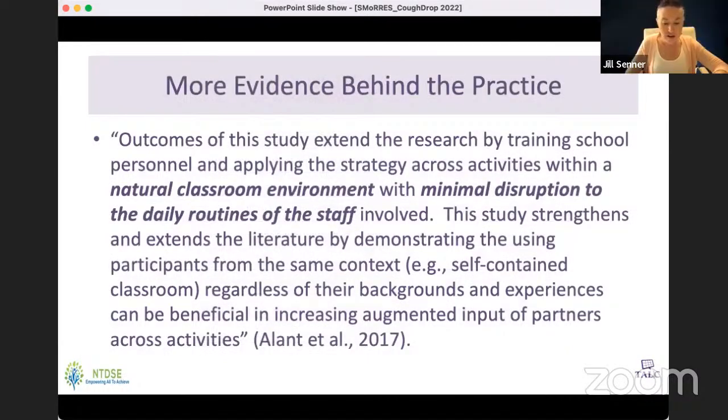So Erna Allant did a review of the study. And the thing that I really want to highlight about this quote is the natural classroom environment and the minimal disruption to the daily routines of staff. This is so important. A lot of other programs expect families or kids to do something that may not be part of their normal routine. So for example, engage in a storybook reading routine.